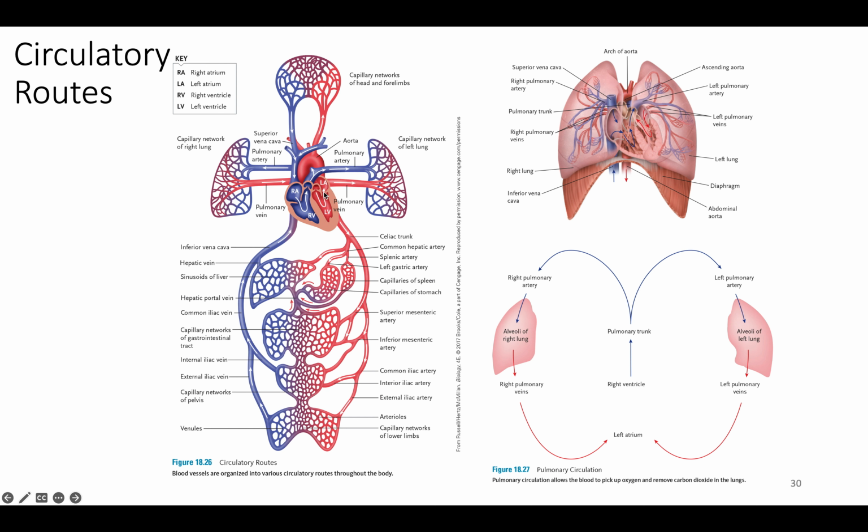This arrow is pointing the wrong way. This arrow should be here. Okay, we're coming into the left atria, out through the left ventricle. And then that's going to go into the aorta, where we're going to branch off into three major branches.